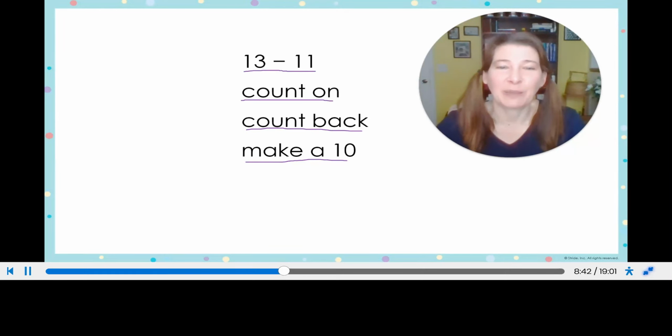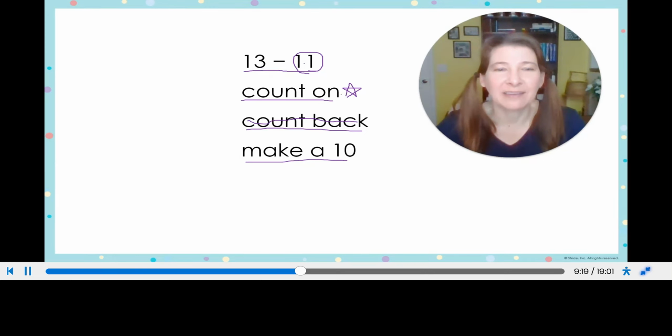I think this time counting on sounds good. I wouldn't count back because the part 11 is a big number, and that's a lot of counting back. So while you could do it if you really want, I probably wouldn't choose that one. Counting on makes sense. When the part is very close to the total, counting on is a good strategy. Let's go ahead and try that.